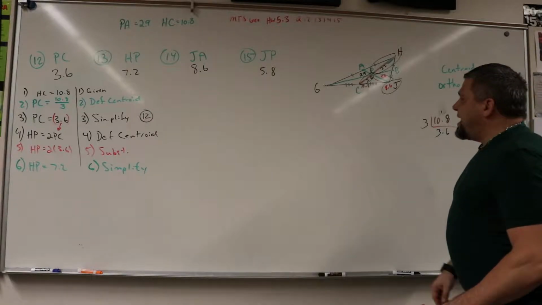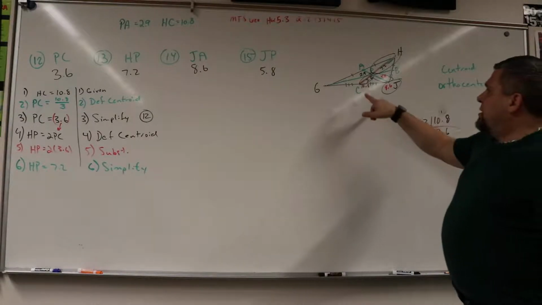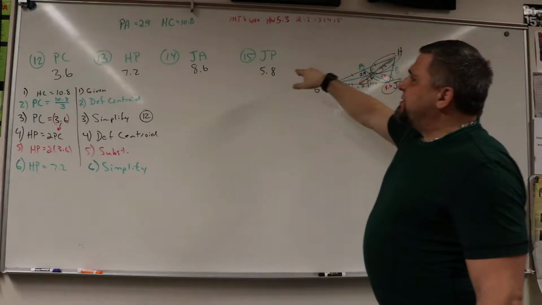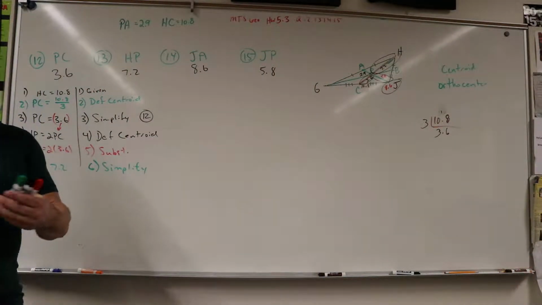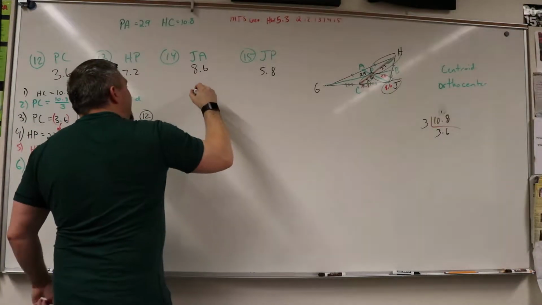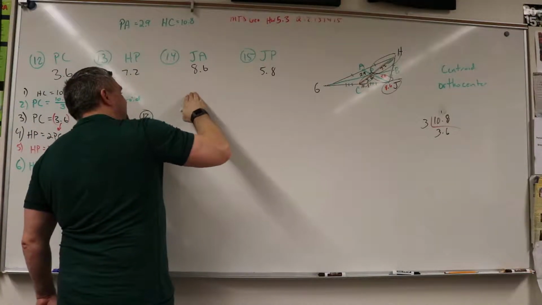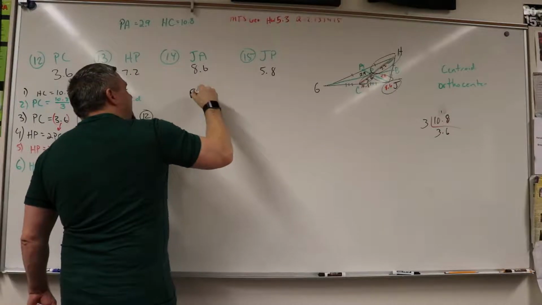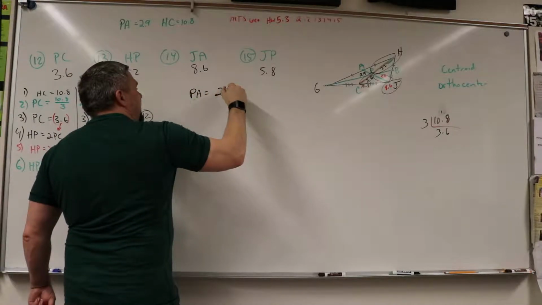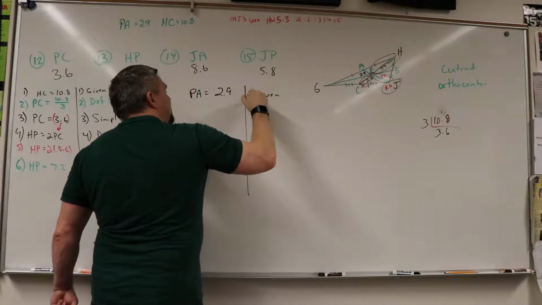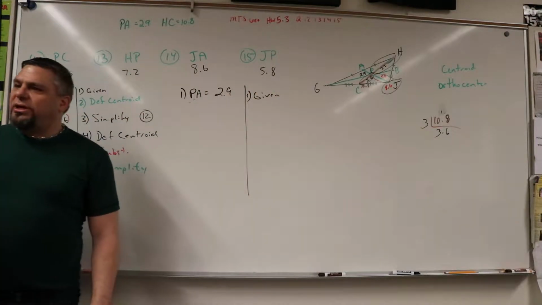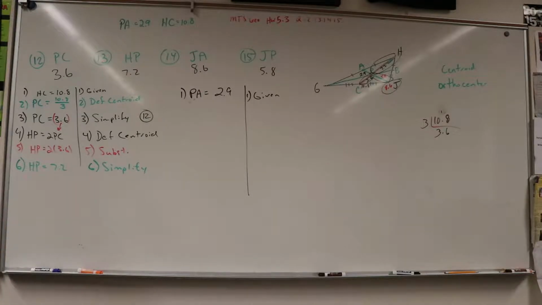Okay? So JA, what is it giving us? It's giving us PA, right? So if they give, oops, I can't say give on this side. I go PA is equal to 2.9, and that's a given. And this is one, that's step one. Your given is always the first step, right?